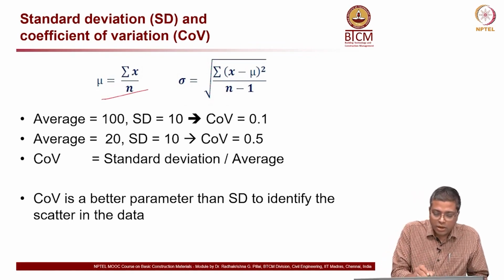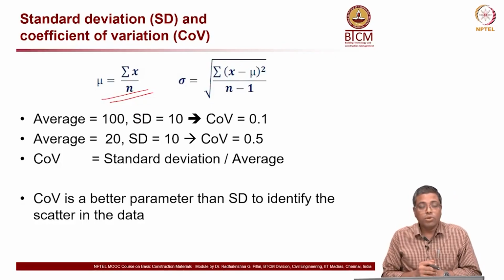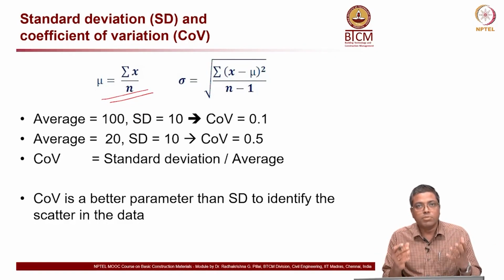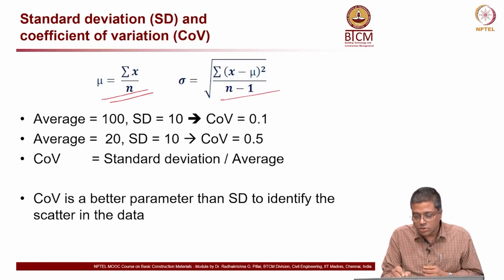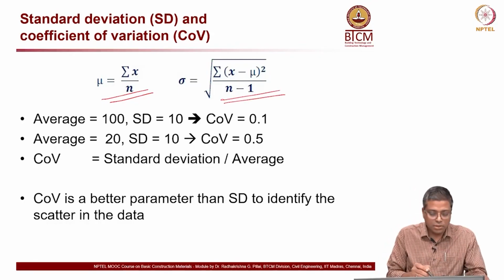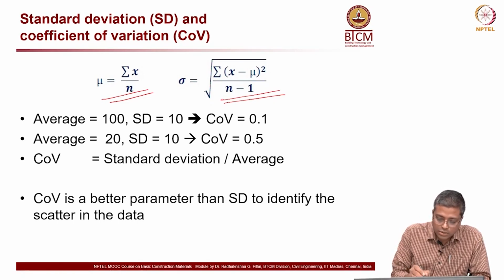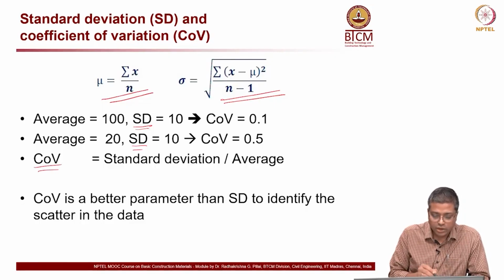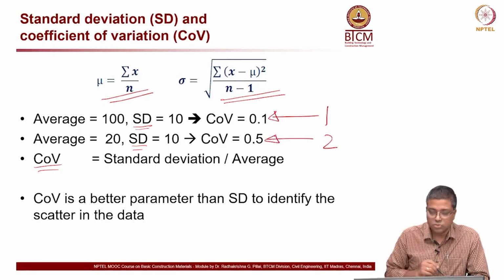You know that the average is mu, which is the sum of all the values divided by the number of values, and also the standard deviation, which is sigma. Now, sigma, or I am going to call it SD here for simplicity, and COV is the coefficient of variation. Now, take case 1 and case 2.